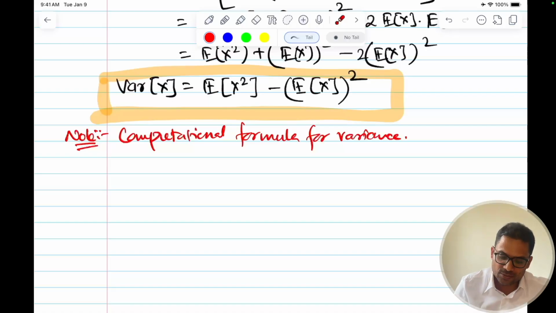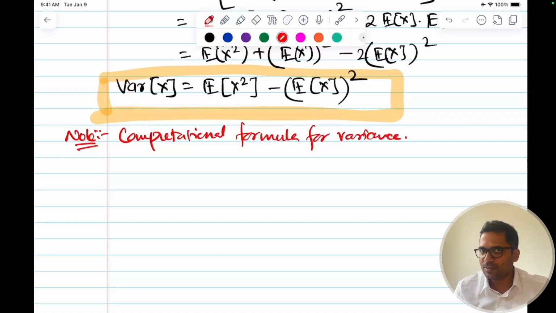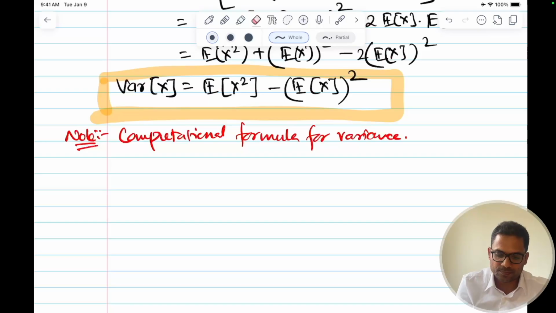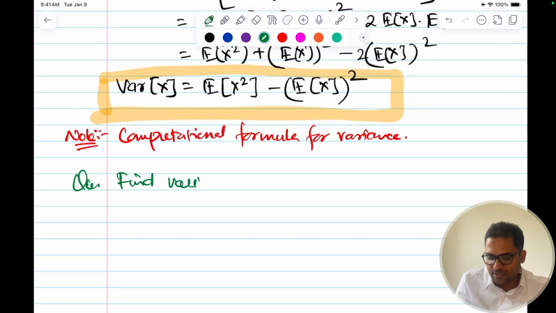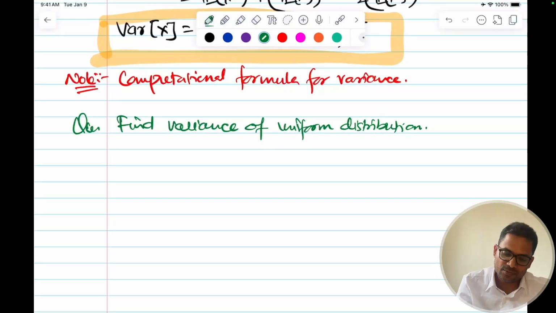So now let's understand this using another example. We'll continue the example of uniform distribution, and we'll find out the variance of uniform distribution using this variance and expectation formula. So let's find out the variance of uniform distribution. Question is, find variance of uniform distribution. What is the variance of uniform distribution? We know that from the past.